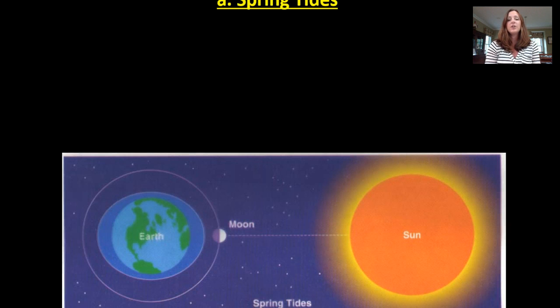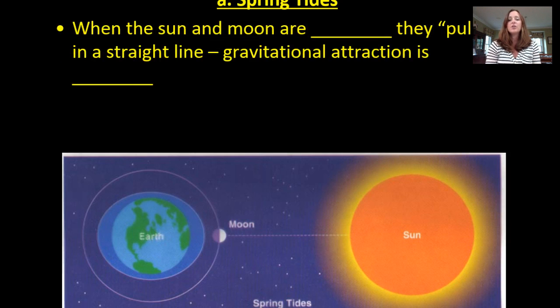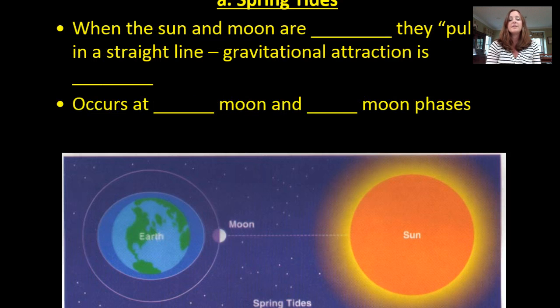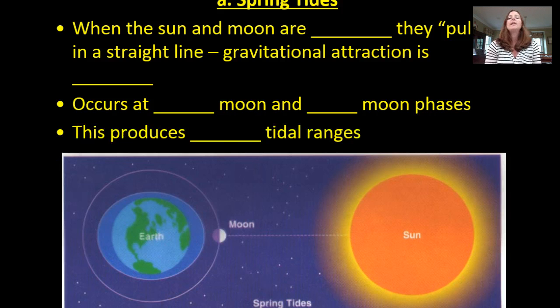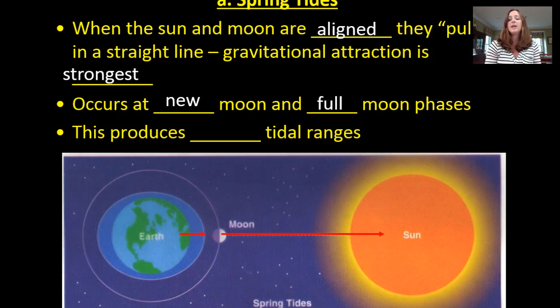And here's a picture of something that occurs when the moon, the sun, and the Earth are in perfect alignment. When they're in this phase, the sun and the moon are aligned, they pull in a straight line, and the gravitational attraction becomes very strong. We call this a spring tide. It occurs at a new moon and a full moon phase, and it produces the largest tidal ranges.